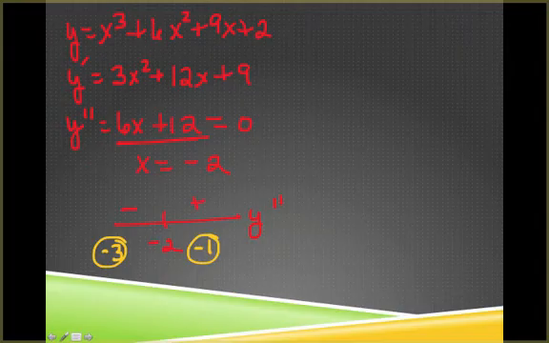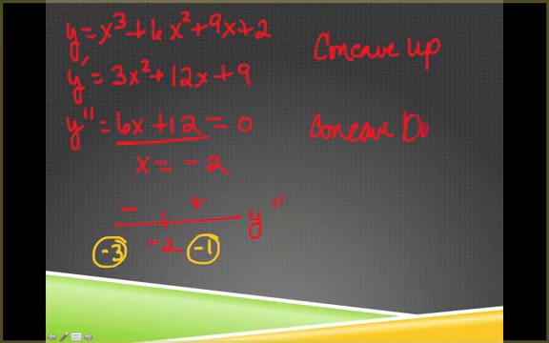Now I have my concavity. We know that a function is concave up when the second derivative is positive, and it's concave down when the second derivative is negative. So now we can write when we're concave up and concave down. So looking at my sign chart, I'm concave up from -2 to infinity, and I'm concave down from -infinity to -2.